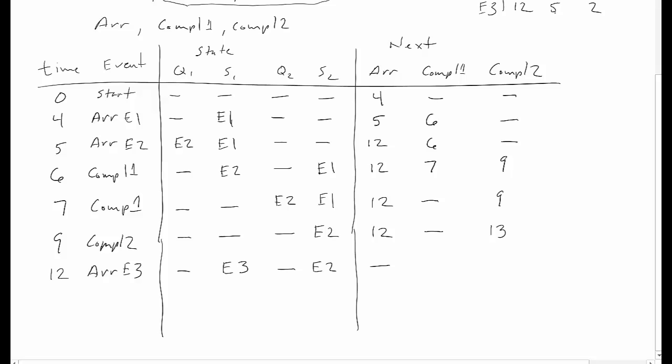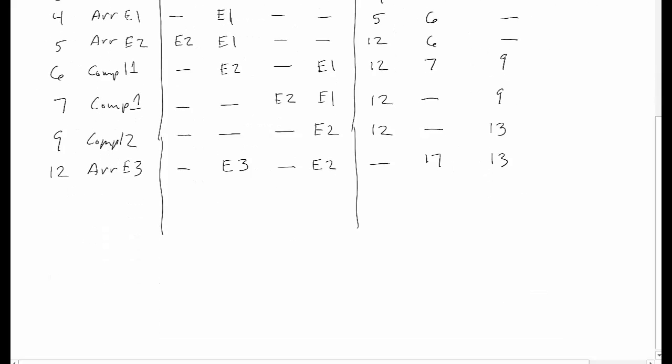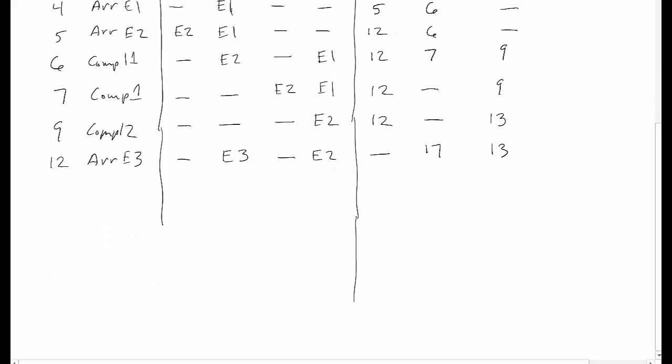The entity processing time at S1 is 5. It's time 12, so this finishes at time 17. And entity E2 finishes at time 13 as we had before. Next event happens at time 13, so it's time 13. This is a completion on 2. And so E3 is still being processed.